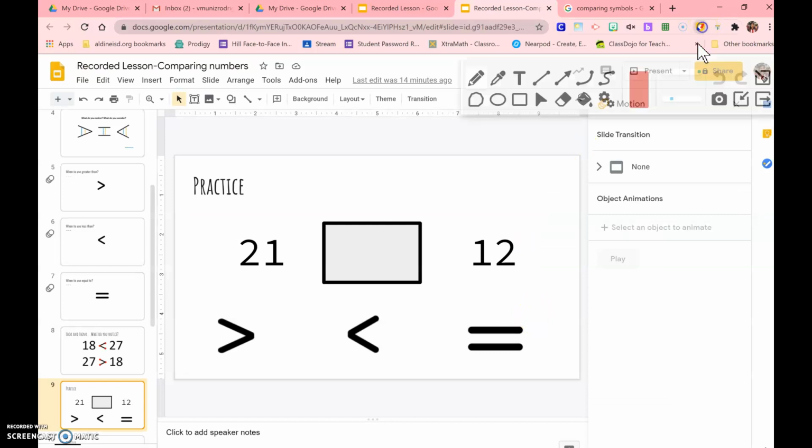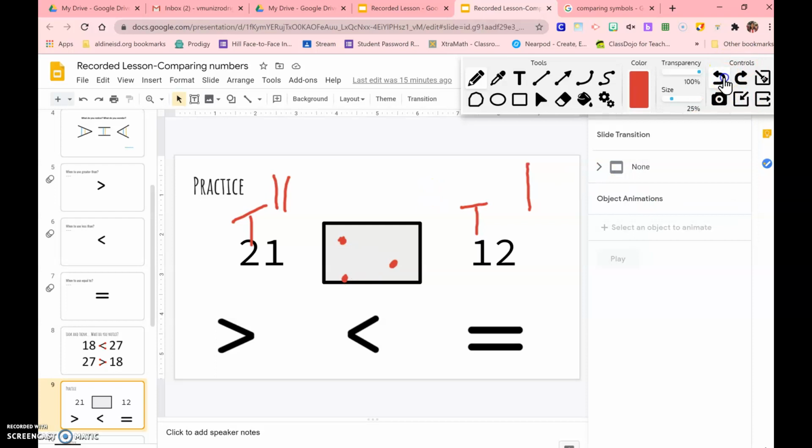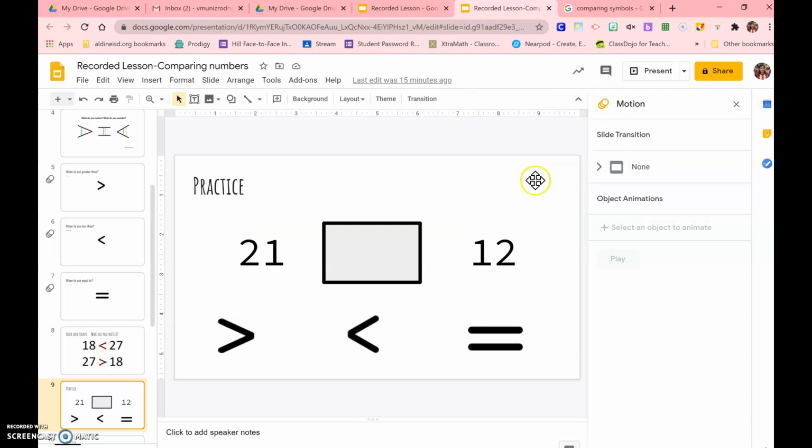I'm going to use my tools again. I'm going to use the number 21 because I'm going to use my dots. So I know this one has 2 tens, this one has 1 ten. I could draw 1 ten. I could draw my 2 tens. 2 tens definitely more. So I'm going to put 2 dots for you, 1 dot for you. So I'm going to use this symbol. So 21 is greater than 12. Again, 21 is greater than 12 because it has 2 tens and 12 only has 1 ten.